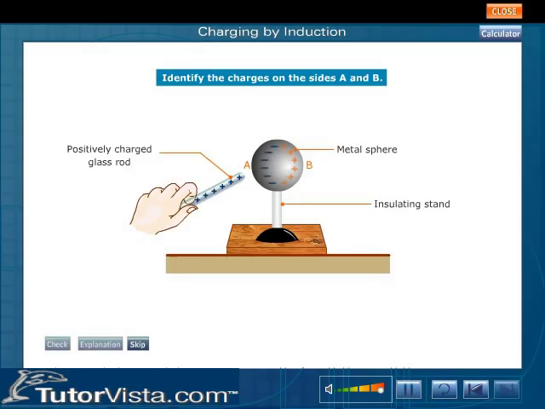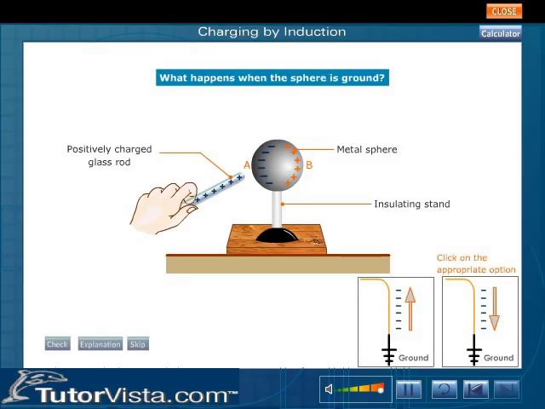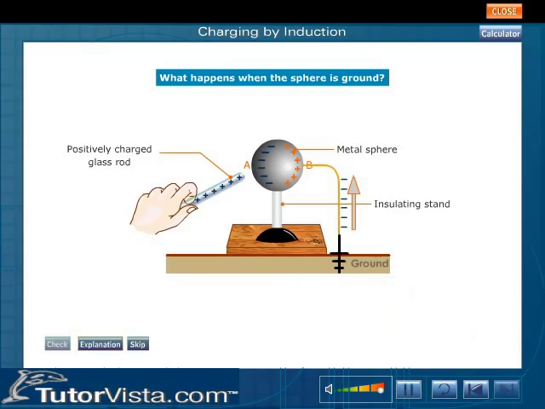The free electrons in the metal sphere move towards the side which is closer to the charged rod and the farther side becomes positively charged. What happens when the sphere is grounded? If we ground the metal sphere, electrons flow from the earth into the metal sphere and neutralize the positive charges.